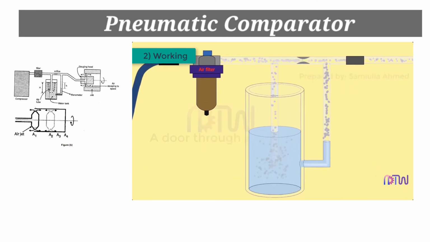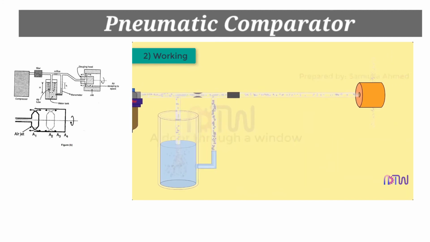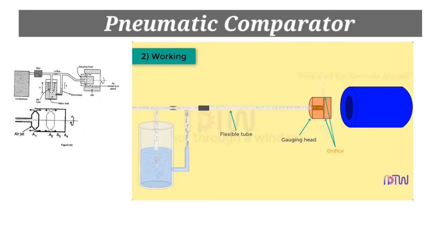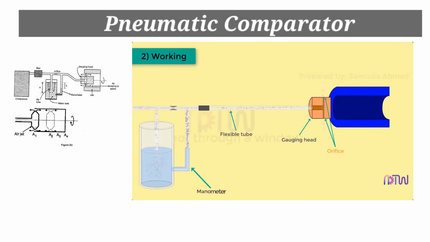As air enters the water tank, bubbles will be created in the tank, and the rest of the air which passes through the orifice reaches the gauging head through a flexible tube. A controlled amount of air passes through the orifice with the required pressure in it. At this time the manometer shows the initial pressure with which the air passes to the gauging head.